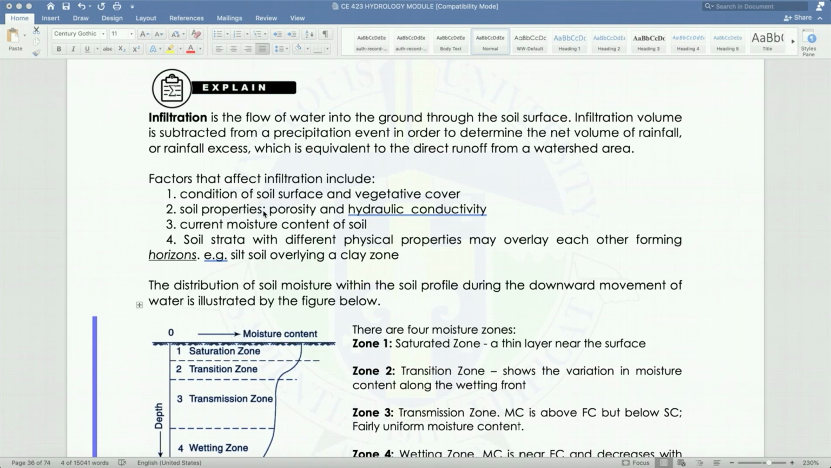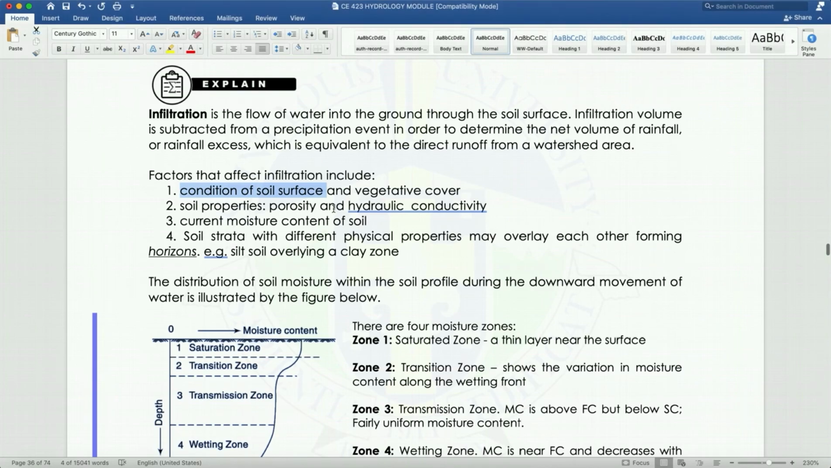Next would be the soil properties. We have here the porosity and the hydraulic conductivity. A good example of this is sand versus silt. In a soil, we have silt, sand, and clay, or it can be a combination. Now, if we compare sand and clay, we know that sand does not carry or absorb water compared to a clay particle.